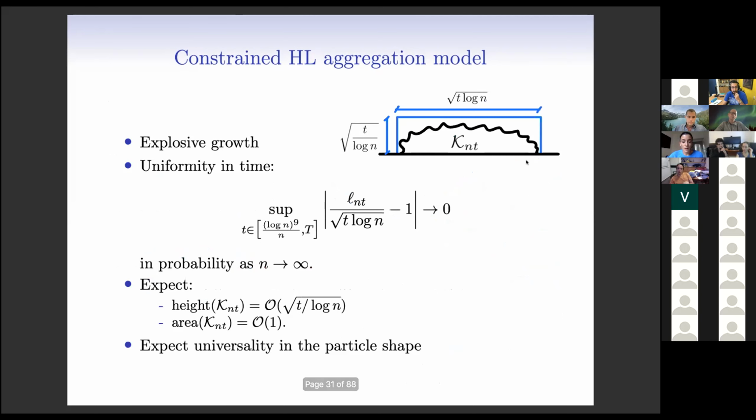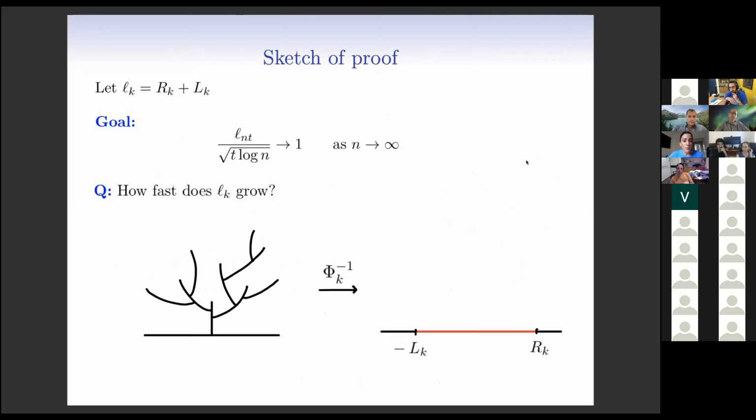Okay, so this is the result, and I'd like to give you a sketch of proof. I just want to explain where the square root of t log n comes from, because this is a very simple argument. So we would like to control the length of this red interval, which is obtained by mapping out the cluster, and we would like to understand how fast it grows in n.